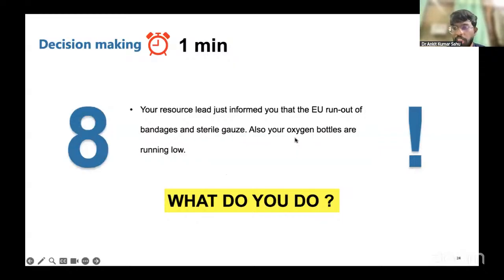Now, eighth, your resource lead has informed that your emergency unit just ran out of the bandages and sterile gauze. Along with that, your oxygen bottles are also running low. What to do? You as an incident commander, how to go about it? Anyone can put it in the chat box also. Anyone can speak also.